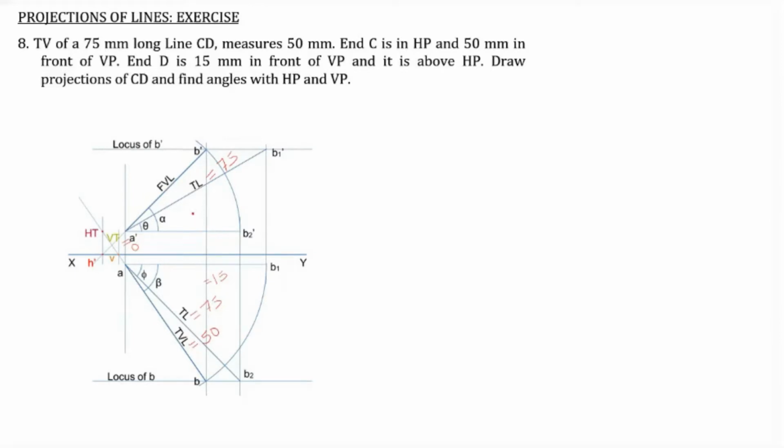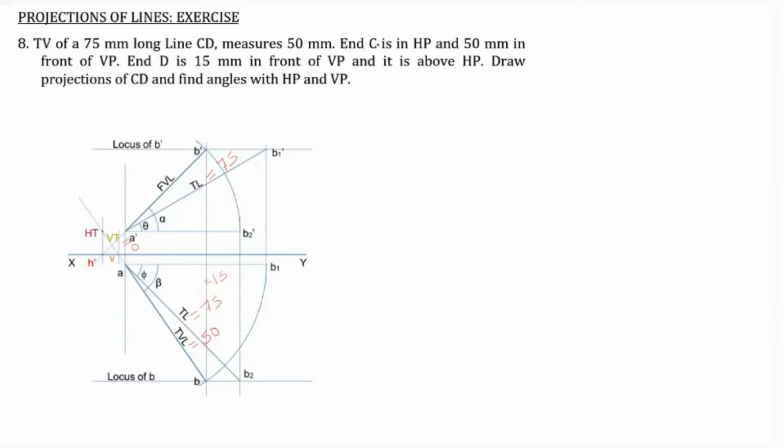So there are 5 data: 75 is one, 15 is the second one, 50 is the third one, the fourth one is 0, and the last one is that it is above the HP. So draw the projections CD and find the angles to HP and VP. And D is 15 millimeter in front of VP.